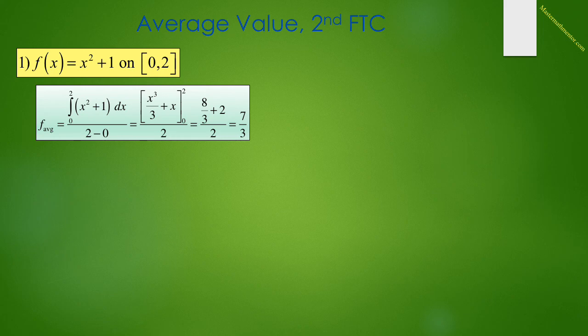And this gives x cubed over 3 plus x evaluated from 0 to 2 over 2, which is 8 thirds plus 2 over 2. And multiplying both top and bottom by 3 over 3, we get 8 plus 6 over 6, and that gives 7/3. So the average value of the function is 7/3.